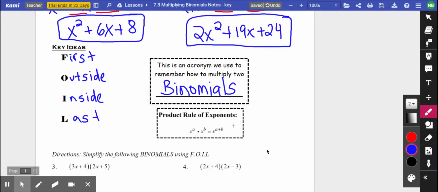And we're also going to use this product rule of exponents. We've seen this before. This is where we have two of the same variables with the same base. We're going to add the exponents together when we multiply. So we add the exponents together when we multiply the same base.